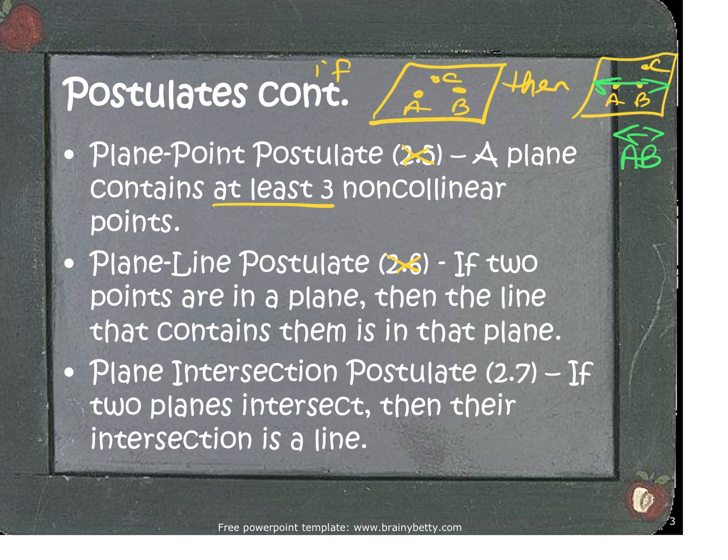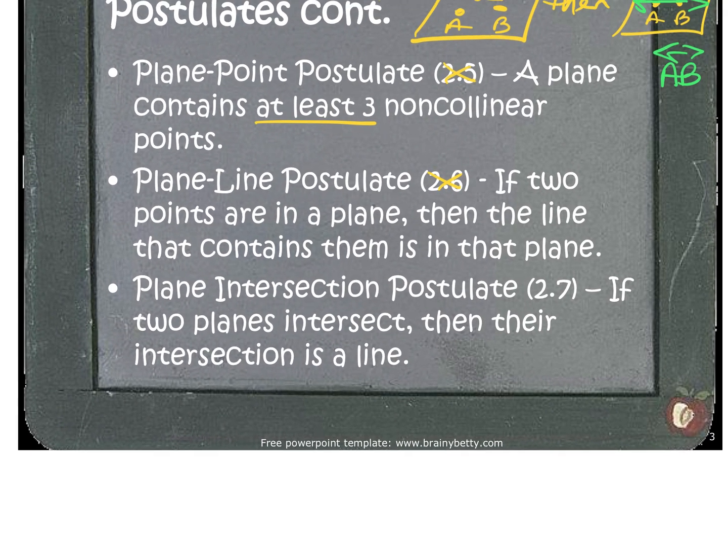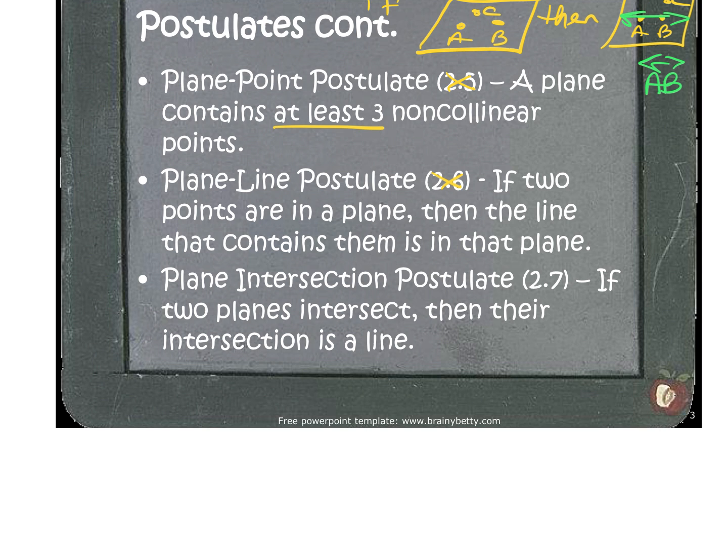And then the last one is called the plane intersection postulate. And this one states that if two planes intersect, then their intersection is a line. So for example, let me draw two planes here.